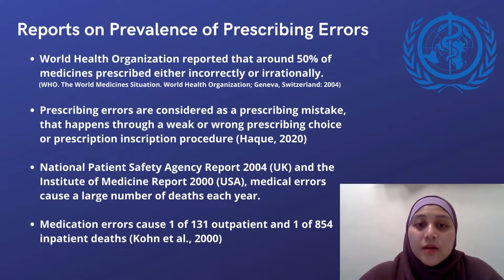According to the literature, there have been many reports on prescribing error. WHO has reported that around 50% of medicines were prescribed either incorrectly or irrationally. According to Hawk in 2020, prescribing errors are considered prescribing mistakes that happen through a weak or wrong prescribing choice or prescription inscription procedure.